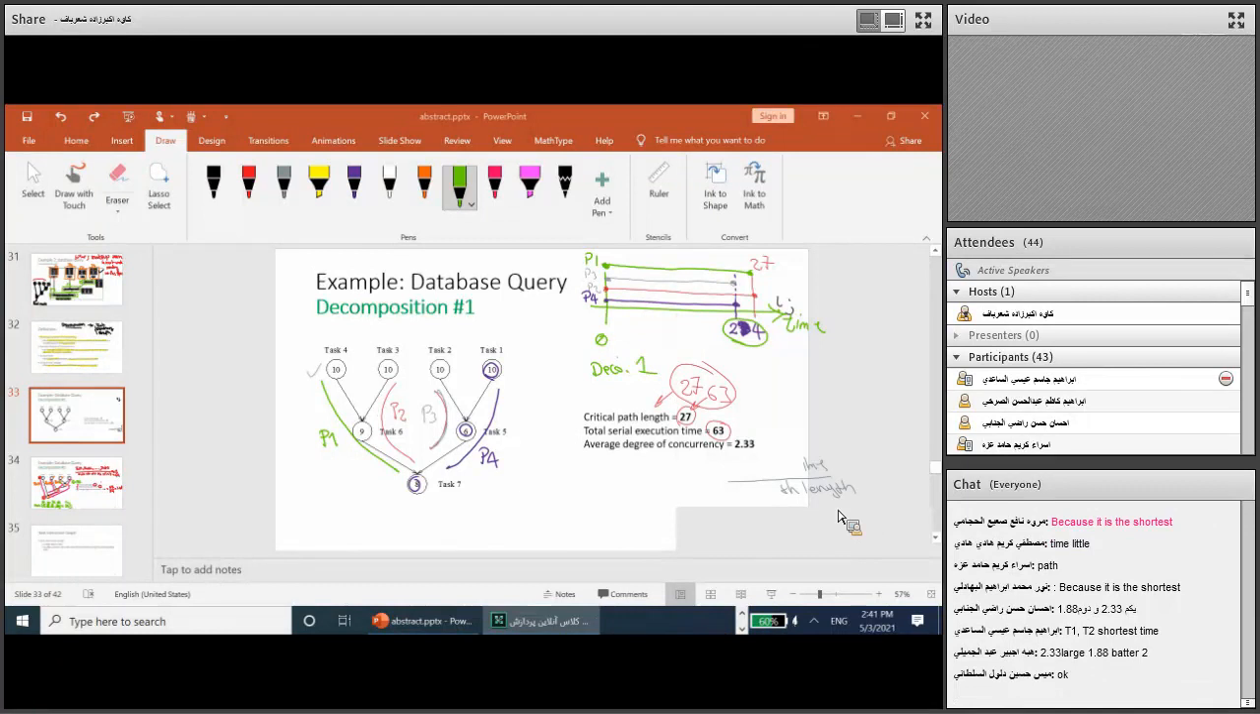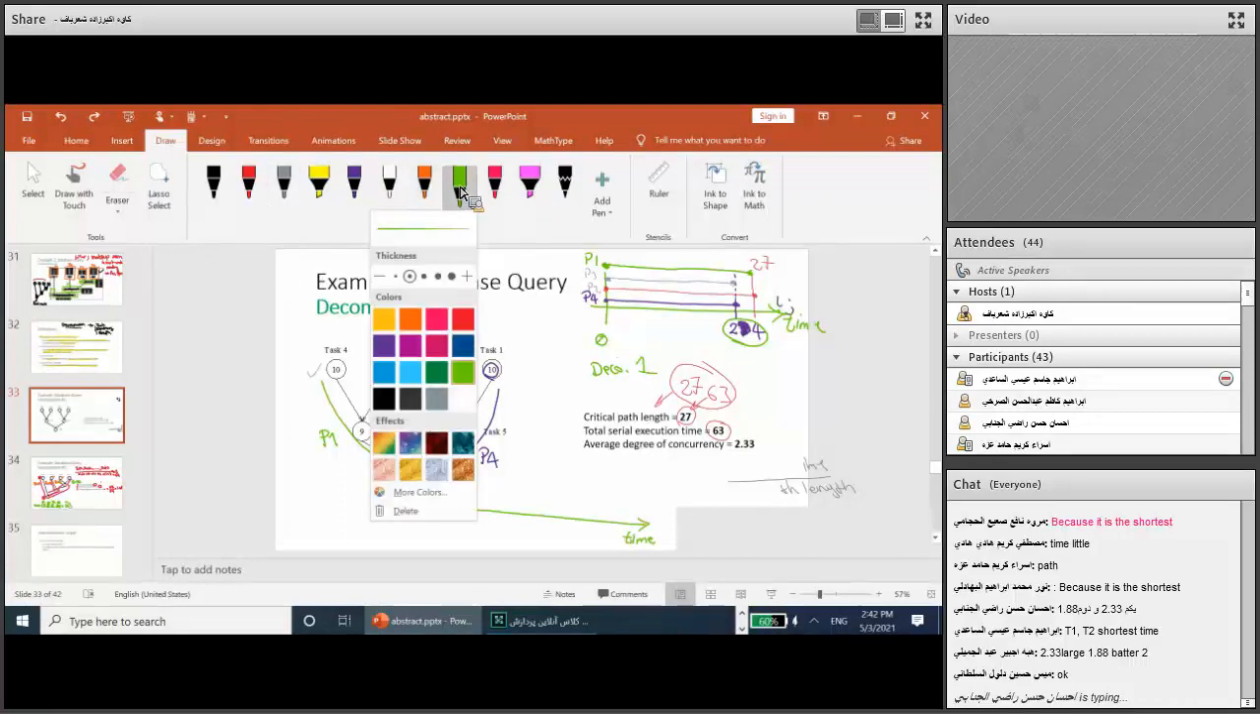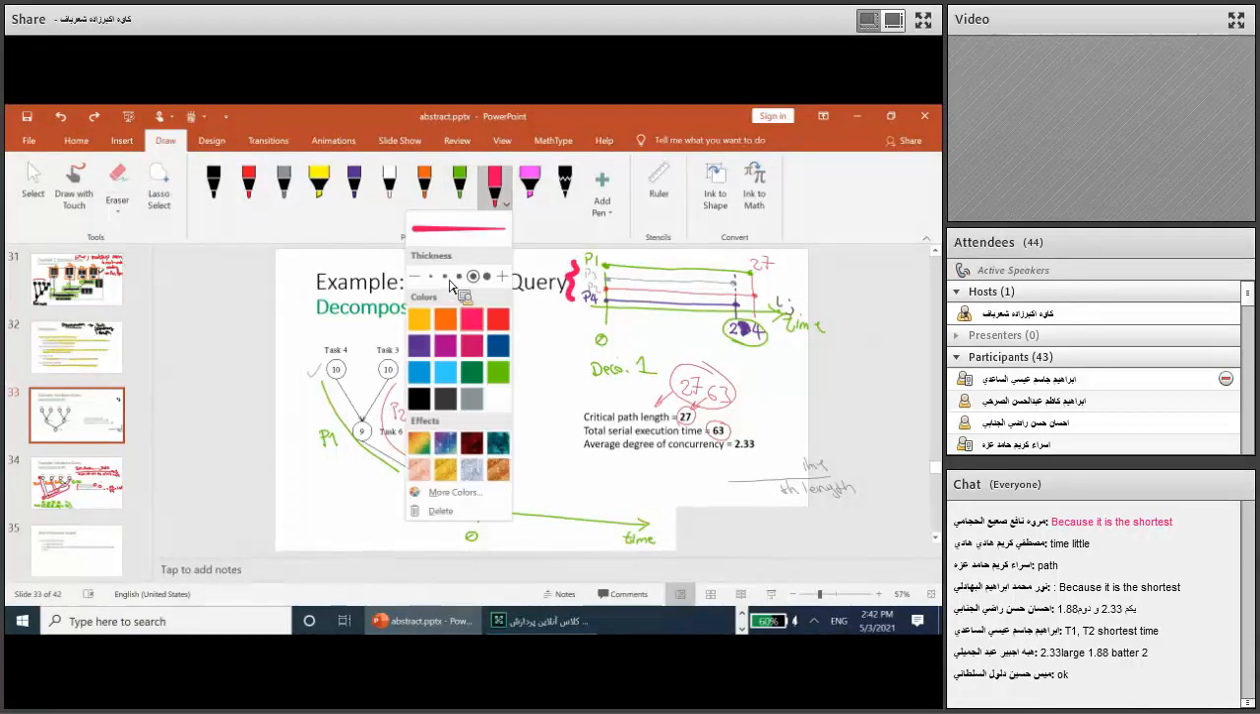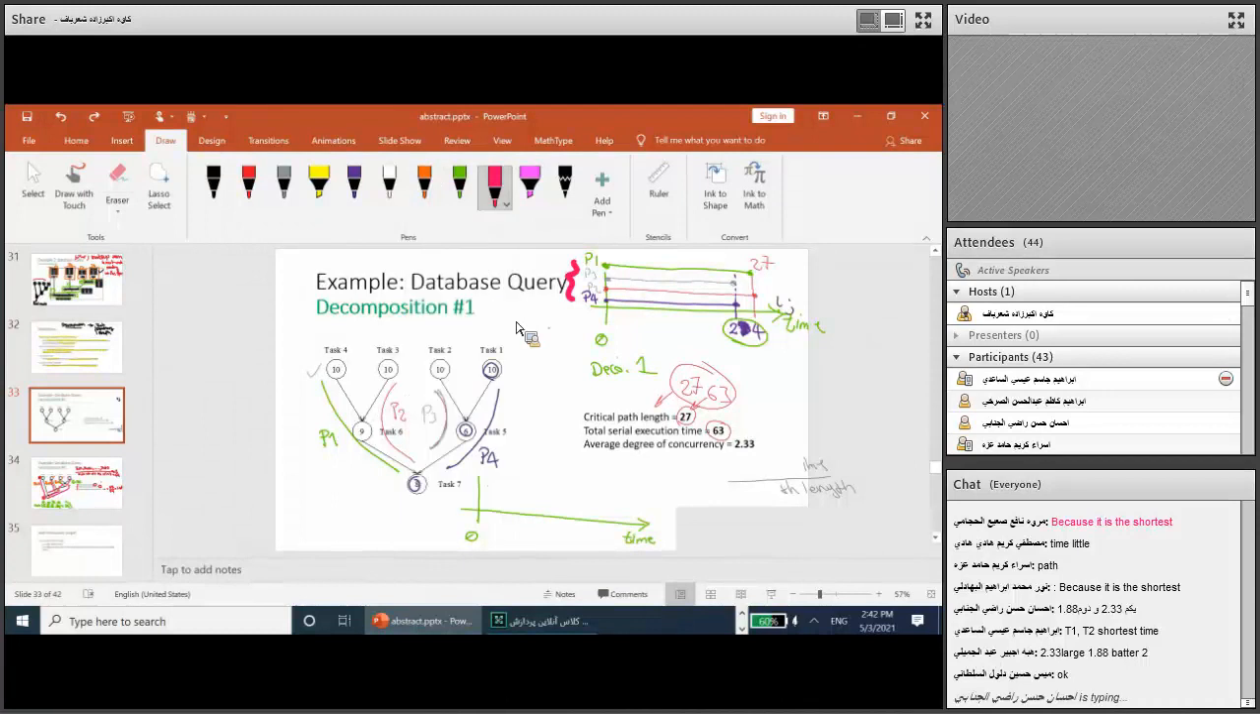Therefore, I draw the time again. Zero. Therefore, the parallel execution of 4 tasks just takes 27. Parallel execution takes only 27 time units.